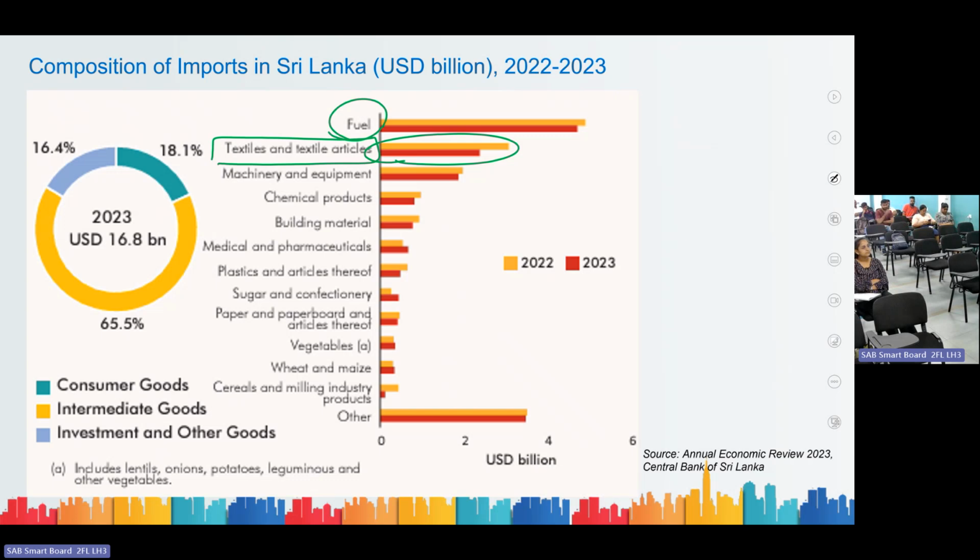Machinery and equipment is the third largest import category, along with chemical products, building materials, medical and pharmaceutical items, sugar, paper, vegetables, wheat and maize, cereals, and mining industry products. There are several other categories as well, and we can categorize these items into three: consumer goods, intermediate goods, and investment and other goods. The largest portion is coming from consumer goods, because fuel should come under that category.